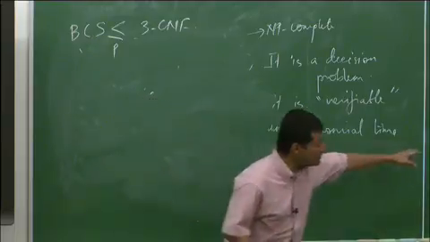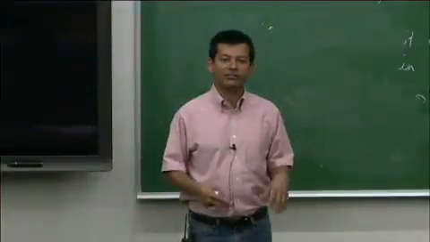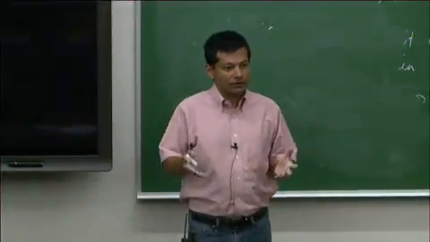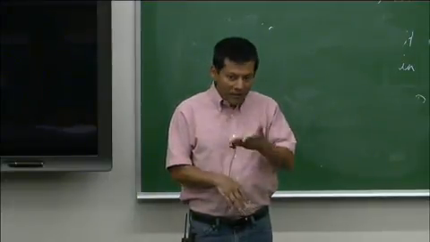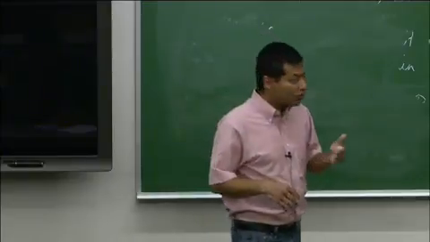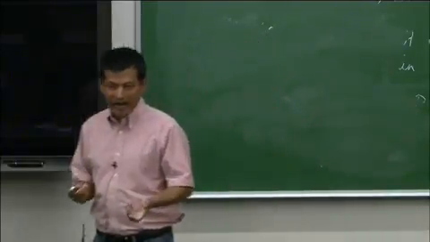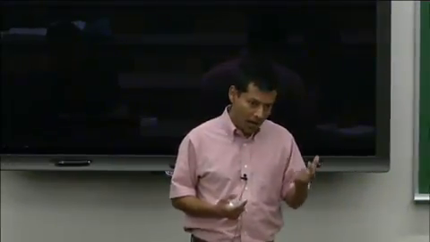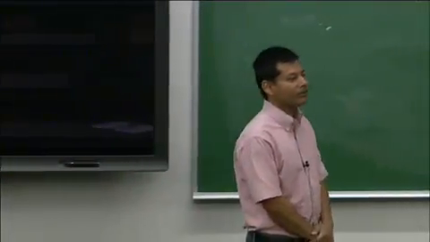So we have to show that 3CNF is in NP. One, it's very clearly a decision problem. The answer is always yes, it is satisfiable, or no, it is not. The slightly more difficult part is to show that it's verifiable in polynomial time. For that, you just need to show me what your certificate is going to be and how you are going to go about verifying that that certificate satisfies this. So what is your certificate going to be?